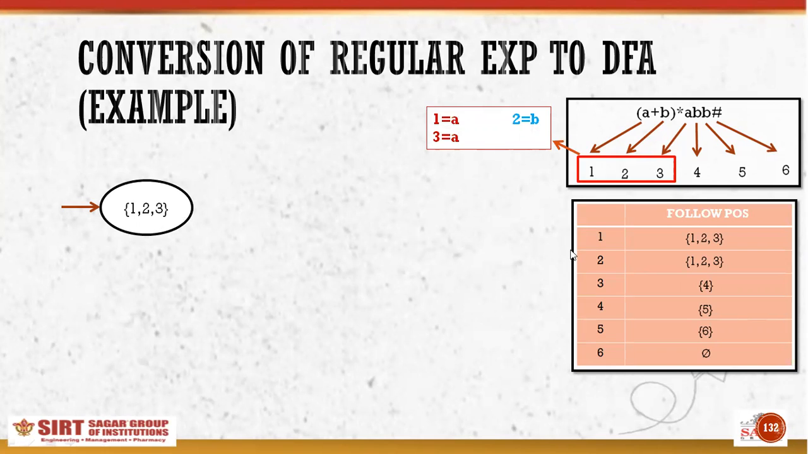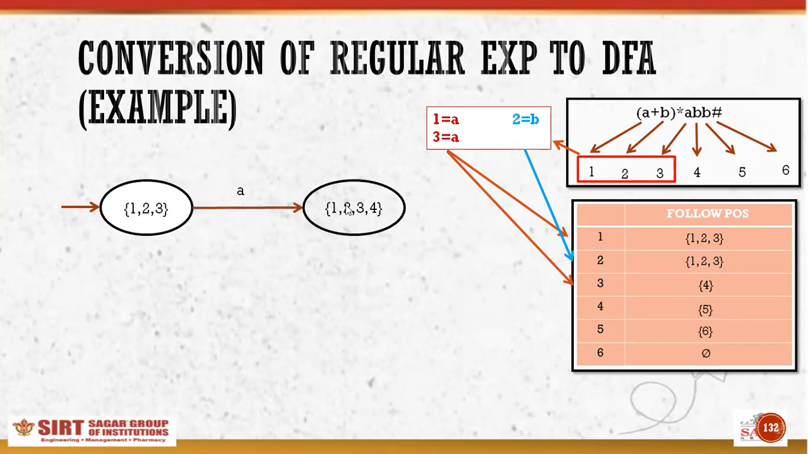So the followpos of 1 and 3 will be combined and the transition of A will be drawn. The followpos of 1 and 3 are 1, 2, 3, and 4. And the followpos of 2 is 1, 2, 3 only. So for the A transition, it will reach a new state 1, 2, 3, 4, and for the B transition, it will reach again the same state 1, 2, 3. Now I've got a new state 1, 2, 3, 4.